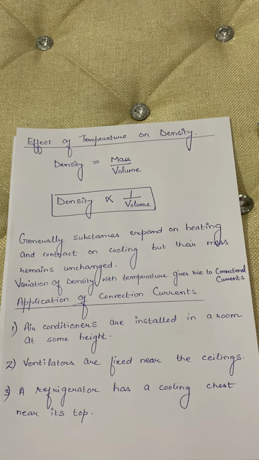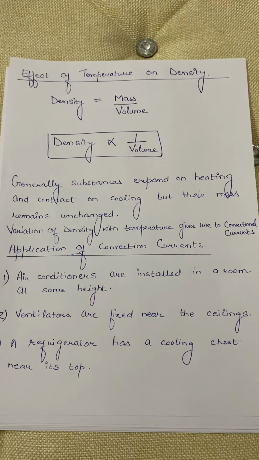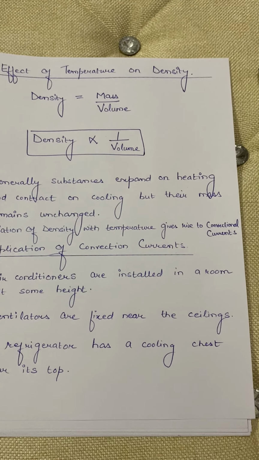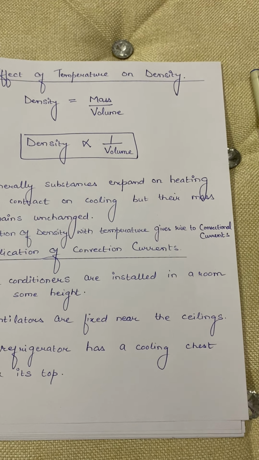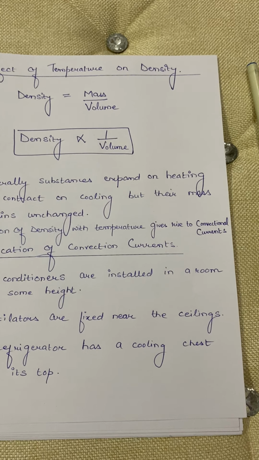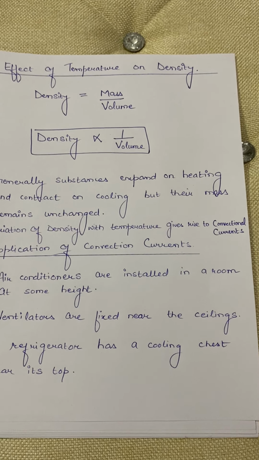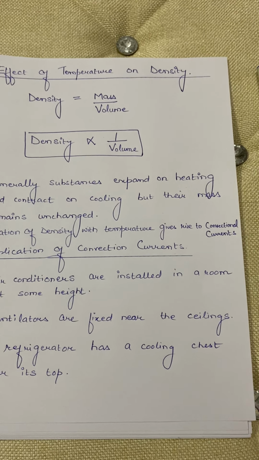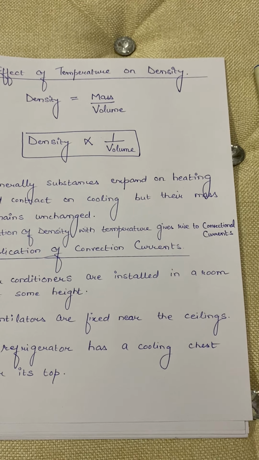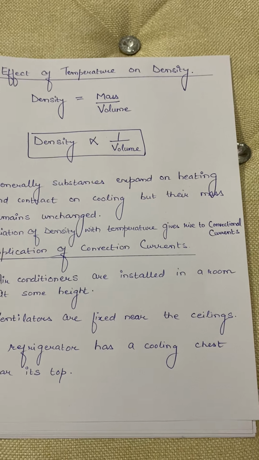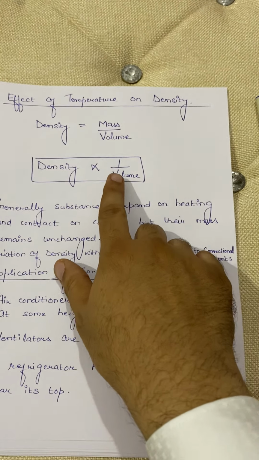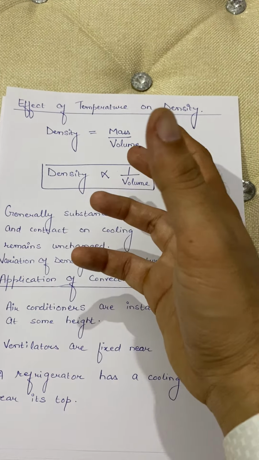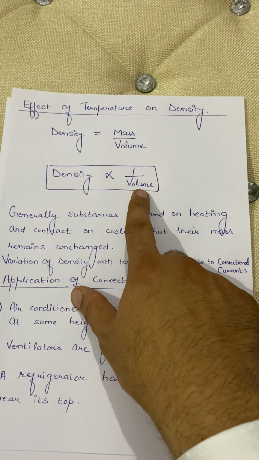Now, what happens due to convectional currents? When I'm saying fluid, it includes both liquids and gases. When a fluid is heated, it expands and it becomes lighter. That is, density decreases due to thermal expansion. You can see why it is happening, because when you heat a particular substance, its volume is going to increase.